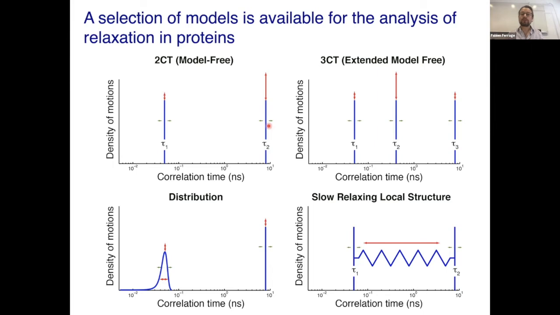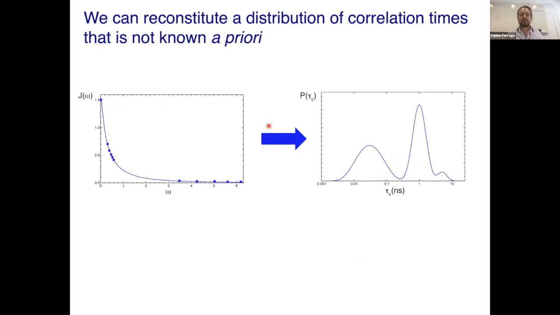And in a disordered protein, this is an issue. In a disordered region, it's difficult or impossible to define what would be overall tumbling. So if we consider that in a disordered protein we do not know a priori the distribution of correlation times, what we decided to do is to reconstitute the distribution of correlation times without a priori knowledge. But of course, this is an ill-posed problem.